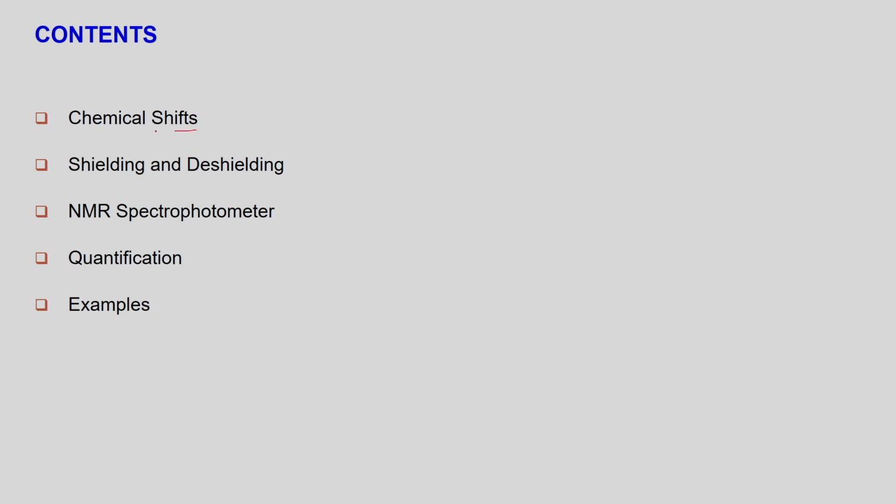So, what are we going to learn in this particular lecture? We will see the definition of chemical shift. Then we will see what we mean by shielding and deshielding of protons. These are very important concepts, because if you understand shielding and deshielding correctly, then you will be able to solve many of the NMR spectra for unknown molecules.